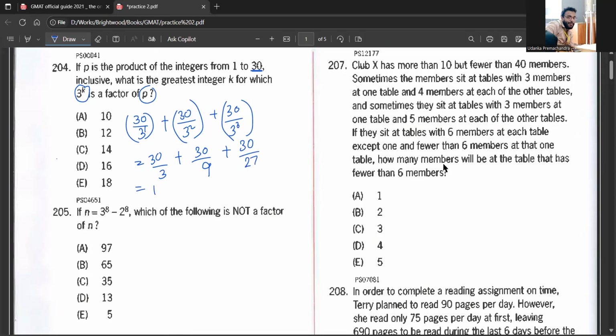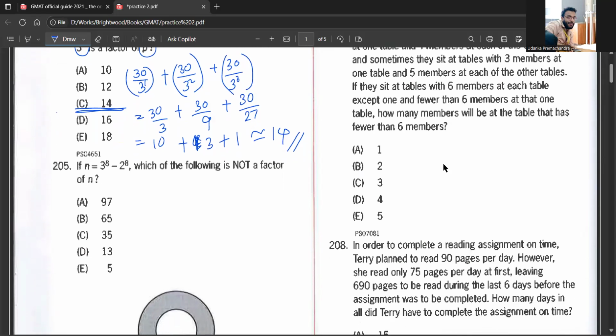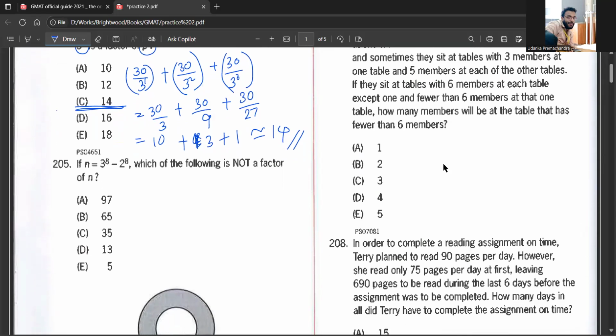Now rounded down: 30 divided by 3 is 10, 30 divided by 9 is 3 and a decimal value, and 30 divided by 27 is 1. When I round those down and add them, it's 14. When you take the greatest value, it becomes 14. They can ask you that kind of question.